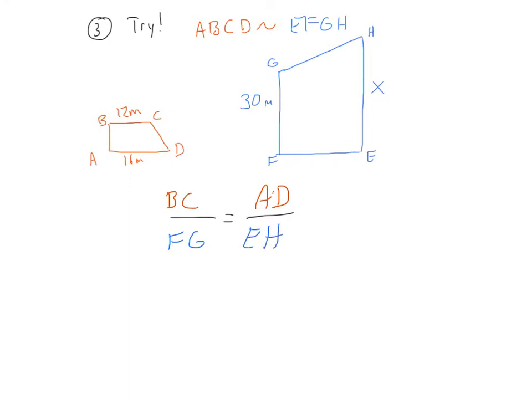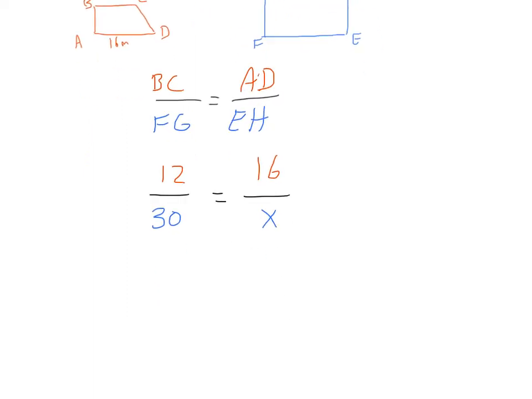Okay. And because these are similar figures, it means this proportion is true. All right, so BC over FG. Well, let's see. BC we know is 12 over FG. Well, FG here is 30. And that's going to equal, because these are similar figures, so we're forming a proportion, AD, which is 16, over EH. Well, EH is unknown. We don't know that, so that's what we're solving for. Okay, so how can we do this?